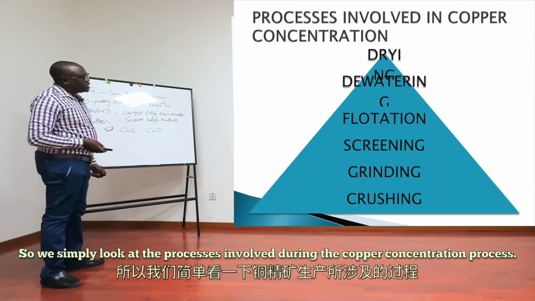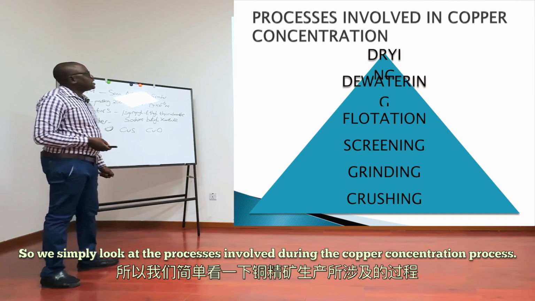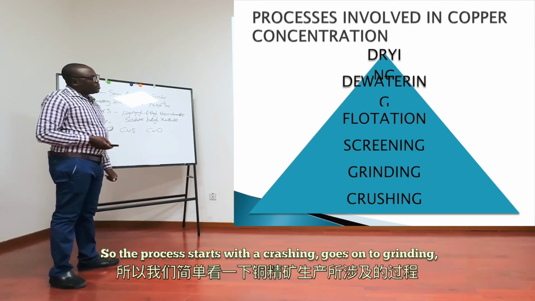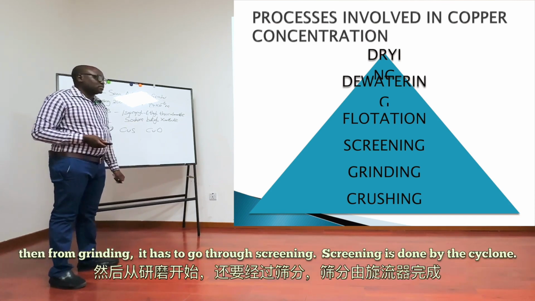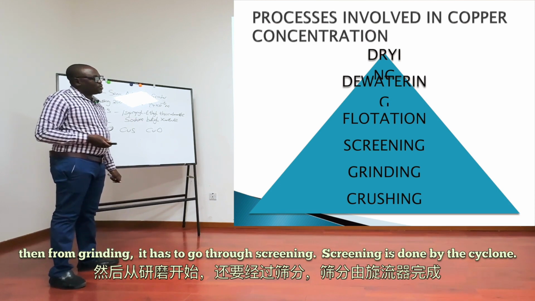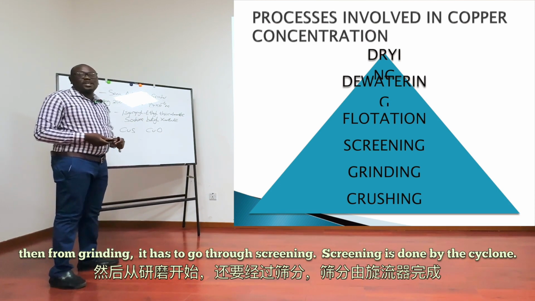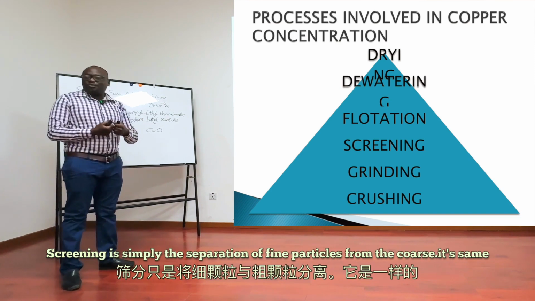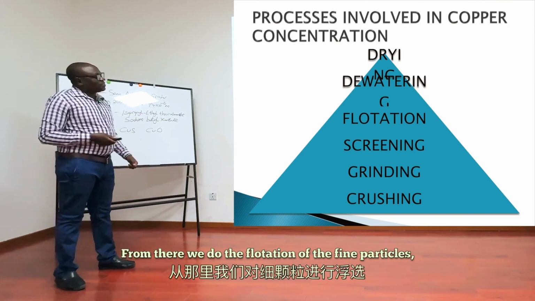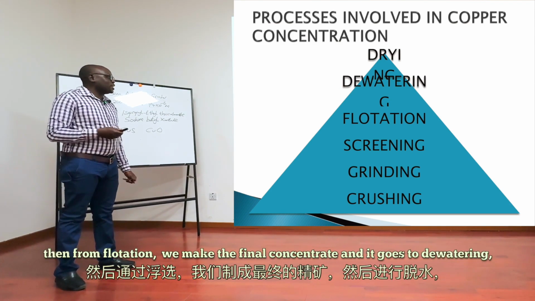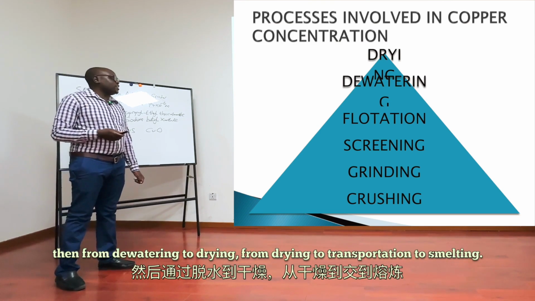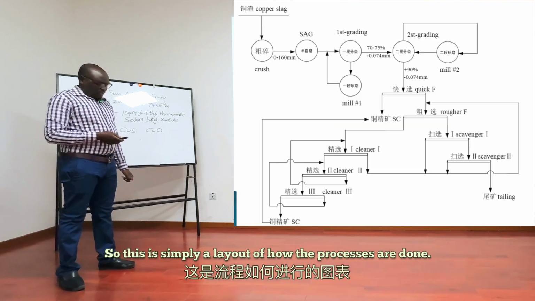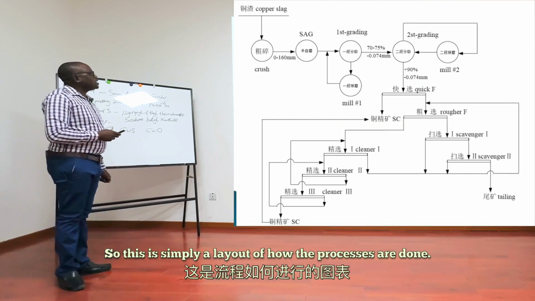So we simply look at the processes involved during the copper concentration process. The process starts with crushing, goes on to grinding. Then from grinding, it has to go through screening. Screening is done by the cyclone. Screening is simply the separation of fine particles from the coarse. From there, we do the flotation of the fine particles. Then from flotation, we make the final concentrate and it goes to dewatering, then from dewatering to drying, from drying to transportation to the smelter. So this is simply a layout of how the processes are done.